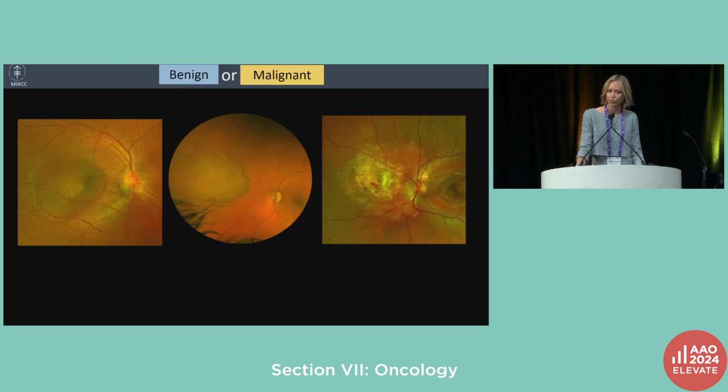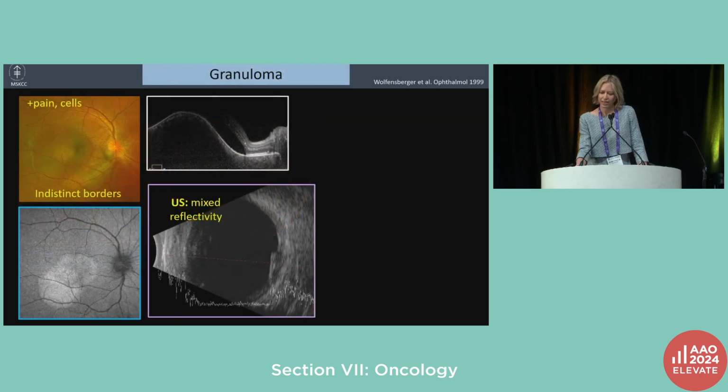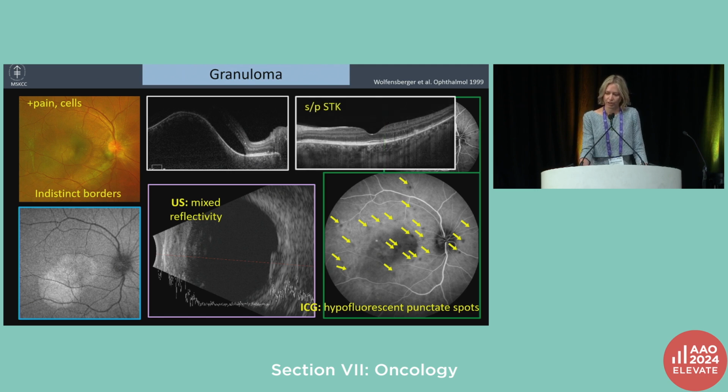What about these unifocal amelanotic lesions? What about the first one here? This is a granuloma. It's got rather indistinct borders. The patient complained of pain. There are cells in the vitreous. There's subretinal fluid. You can see that in many imaging modalities. And on the ICG, you can see these hypofluorescent punctate spots, which are not specific for this condition, but they do help. And this turned out to be a sarcoid granuloma, which responded very nicely to steroids.